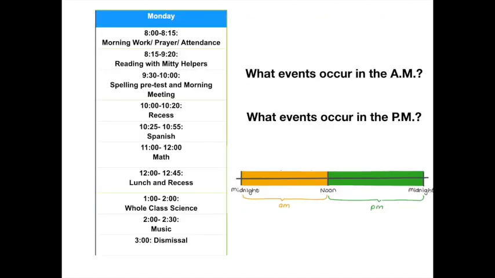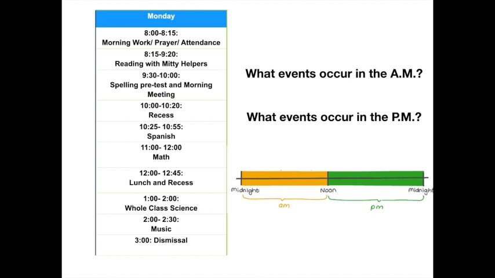So what I want us to do is take a look at a second grade day. I pulled this from our schedule. It's a Monday in second grade. And I want you to think, what events occur in the AM and what events occur in the PM? I have the chart down here for us to help think about it.